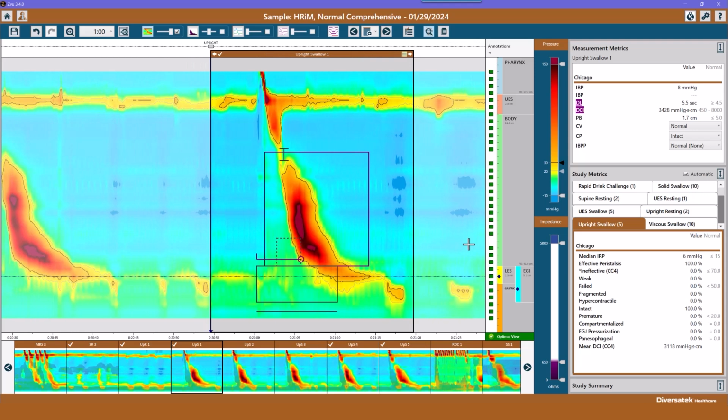In the measurement metrics, note that the normal value threshold is different for the median IRP in the upright position than it is for the median IRP in the supine position. This is reflected not only in the metrics, but also in the report.